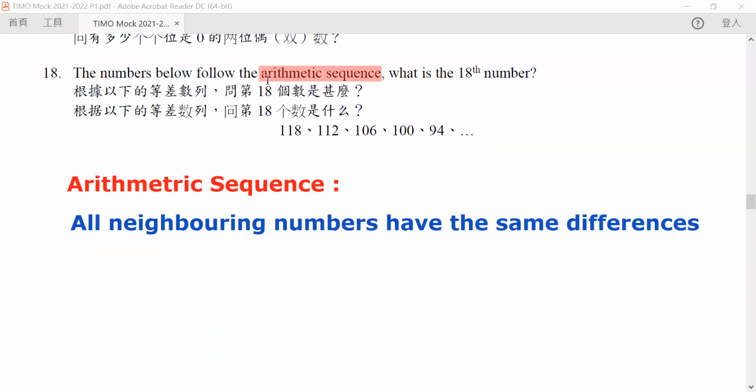Okay. Now, what does that mean? Look at the neighboring numbers here: 118 and 112. They have a difference of 6, right? Now let's look at another pair of neighboring numbers, 112 and 106. They have a difference of 6 again, right?